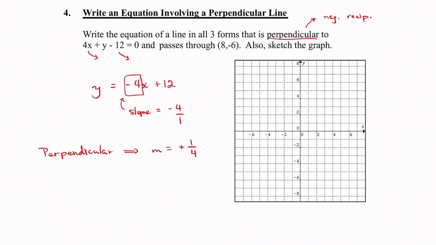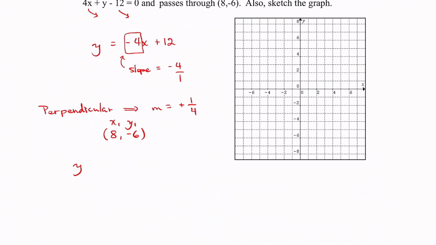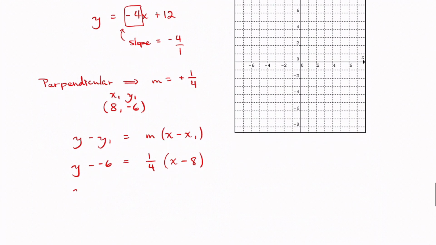So we now have our slope and our point. It was 8 and negative 6. I'm just going to label that. We'll call it x1, y1. So we're going to take that and plug it into our slope-point form. So that's y minus y1 equals m times x minus x1 in brackets, and then just plug in. So y minus y1 is y minus negative 6, equals m is 1 over 4, then we have x minus the x1 was 8. So now that we've got that, we can start to simplify some things, like those two negatives. So I'm going to have y plus 6 equals 1 over 4 times x minus 8. And that right there is our slope-point form.